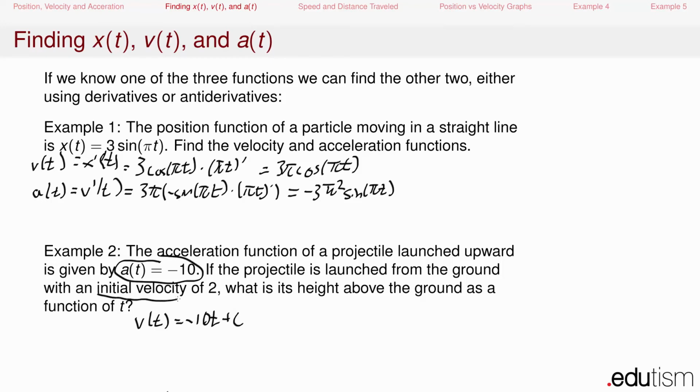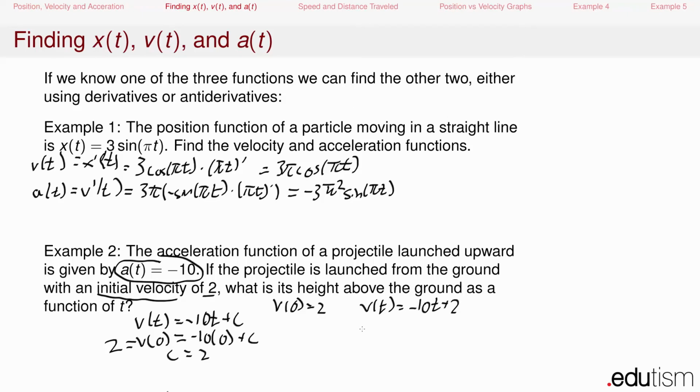The initial velocity is 2, which means v of 0 is 2. So let's plug in 0 for t. v of 0 is 2. Plugging in 0 for t, I get negative 10 times 0 plus c, so c equals 2. So my velocity function is v of t equals negative 10t plus 2.